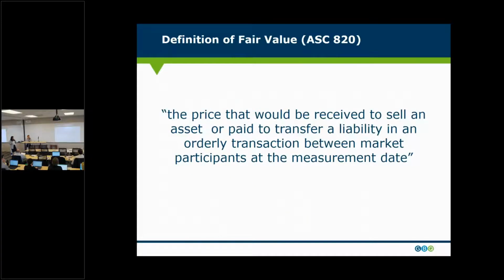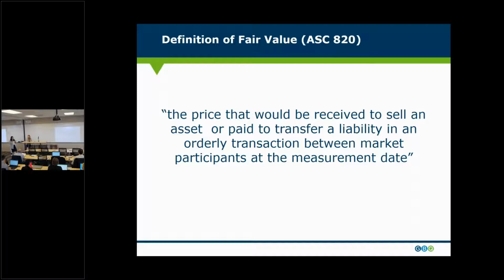The definition of fair value, I want to make sure we touch on that. It's the price that would be received to sell an asset or paid to transfer a liability in an orderly transaction between market participants at a measurement date. So a couple key words in here. Orderly transaction: that assumes it's not a fire sale. Back in 2008, when the market was crazy, we saw a lot more fire sales. Fair value is an orderly transaction. You assume you're giving two willing parties time to do a regular transaction.